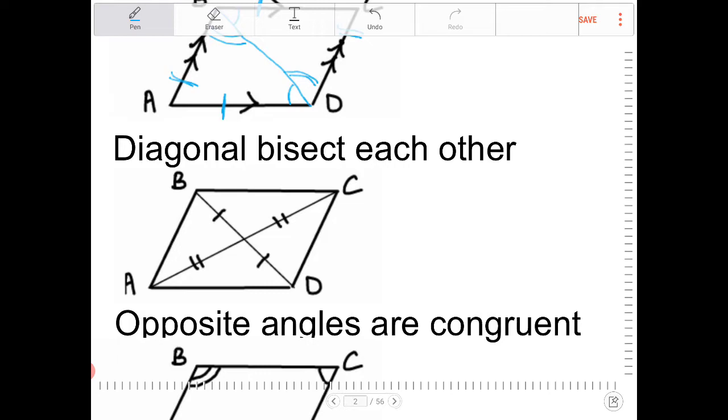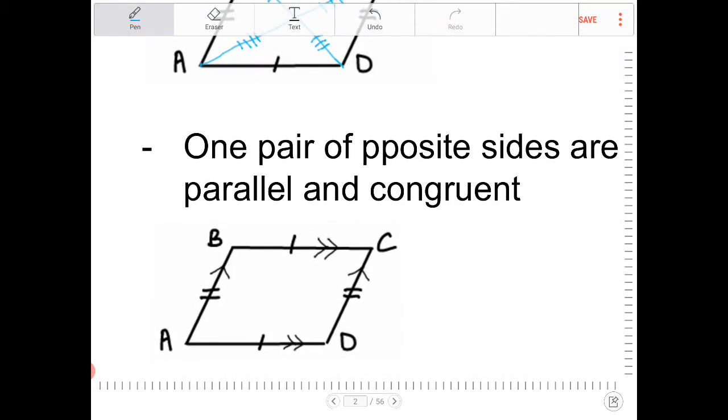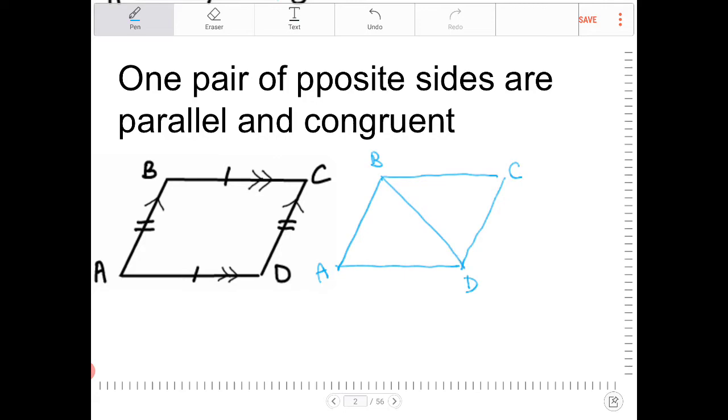All right, so now we have another property to go over, which is this one right here: one pair of opposite sides are parallel and congruent. And for this, I'm just going to quickly explain this by drawing this out. If I have quadrilateral ABCD, and again, I am going to draw a diagonal line through, and I'm going to say that we have only one pair of sides being parallel and congruent.